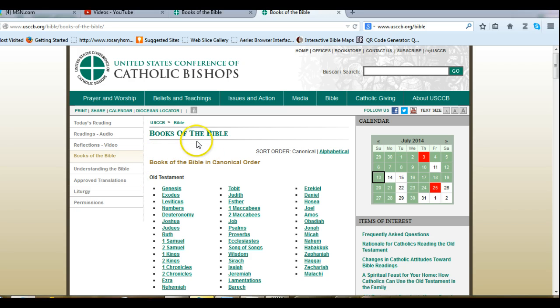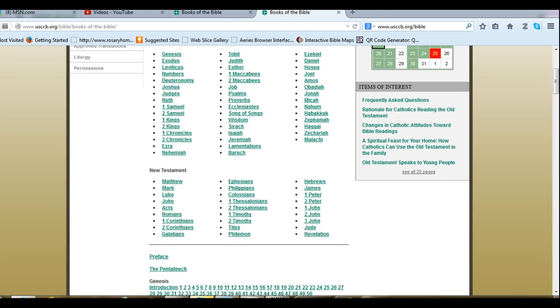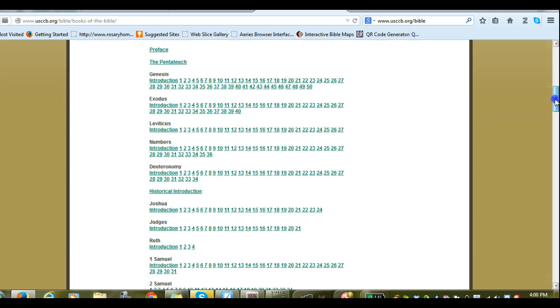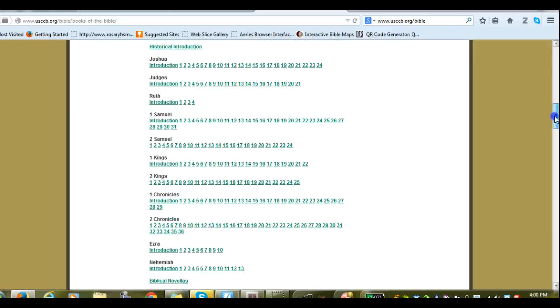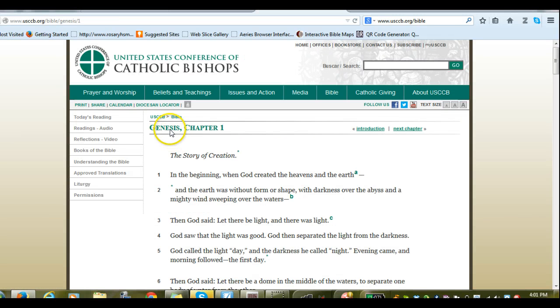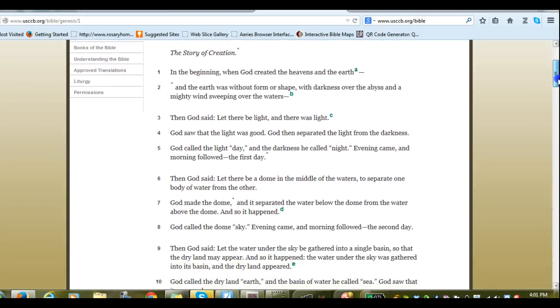And see, it takes me right to Books of the Bible. So as I go down here, I find all the books. Here's all the books of the Old Testament, all the books of the New Testament. So if I am going to go to, let's go to Genesis, because we're going to be talking about Genesis in chapter 1. So I'm going to go to Genesis. Here's Genesis, chapter 1. And we'll be talking about the story of creation in chapter 1 of our textbook. In the beginning, here's my verse.